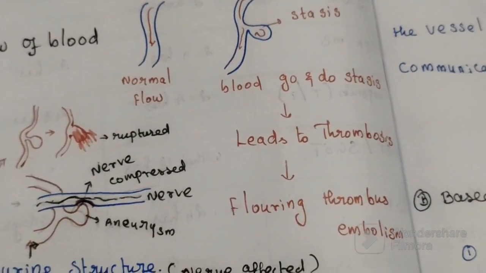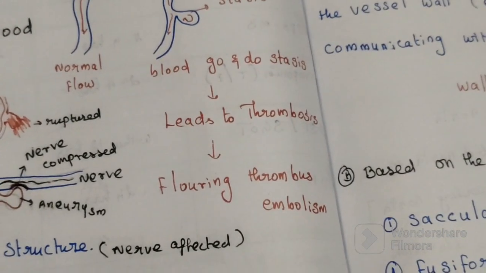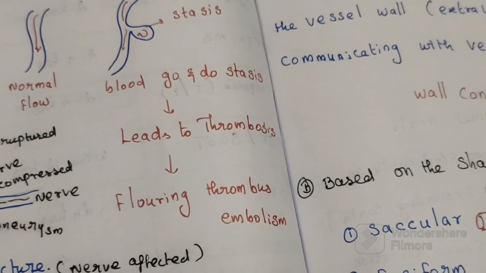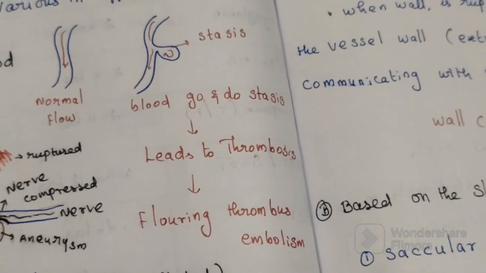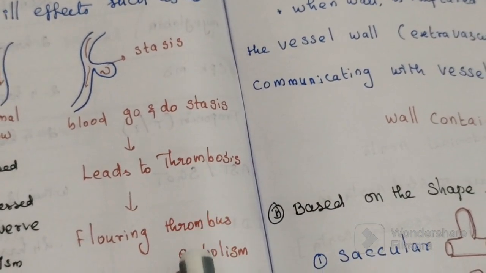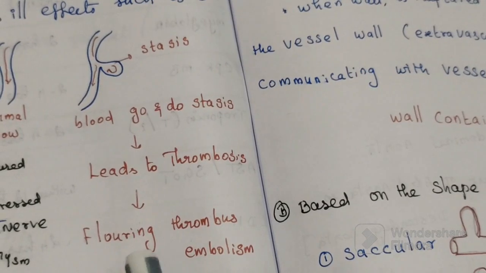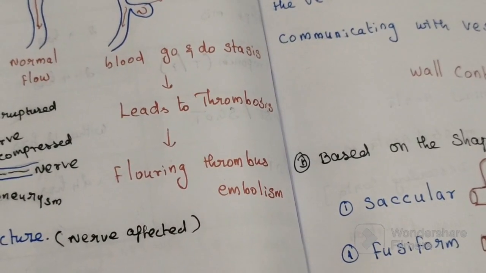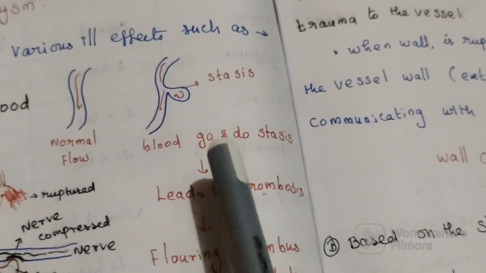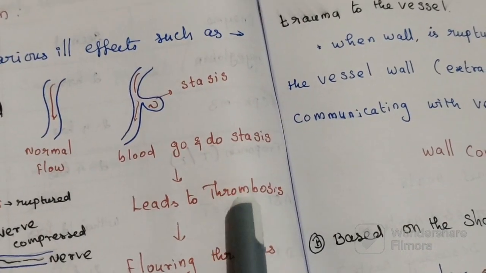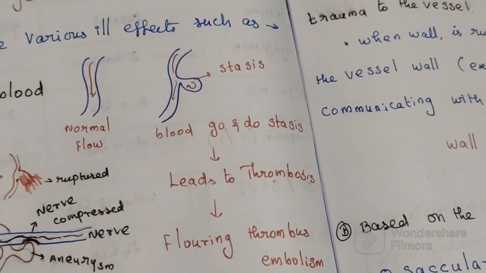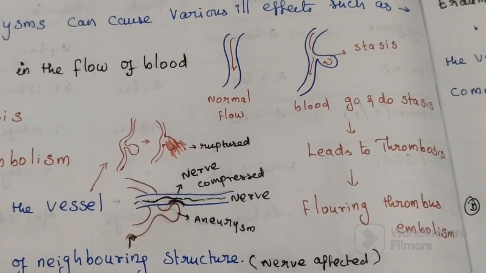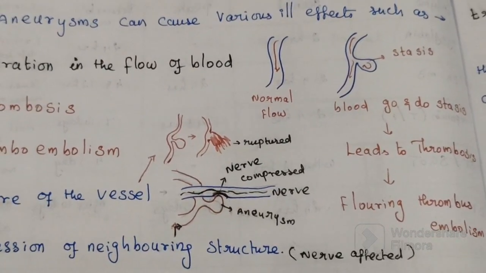The thrombus can detach, which leads to the formation of embolism. So first is stasis, then thrombosis, then embolism. A flowing thrombus is called an embolism. That is altered blood flow. Because of altered blood flow, stasis, thrombosis, then embolism. Sometimes it can be ruptured. Most commonly it occurs in the deep veins of the legs.